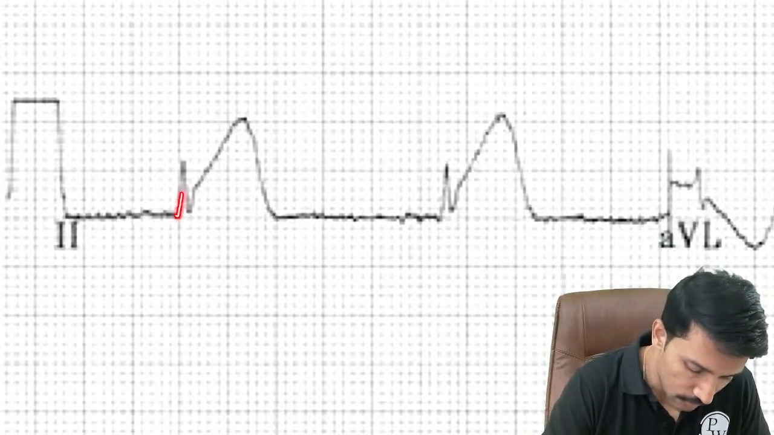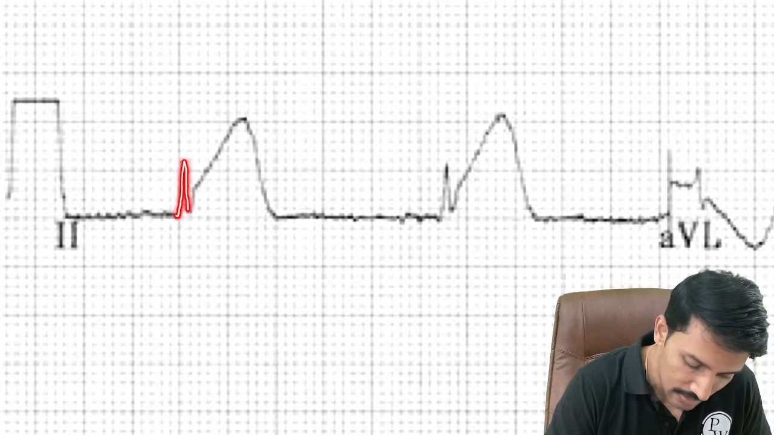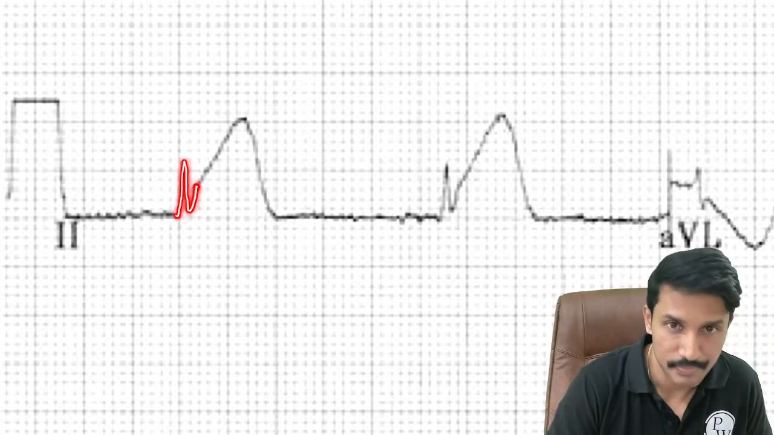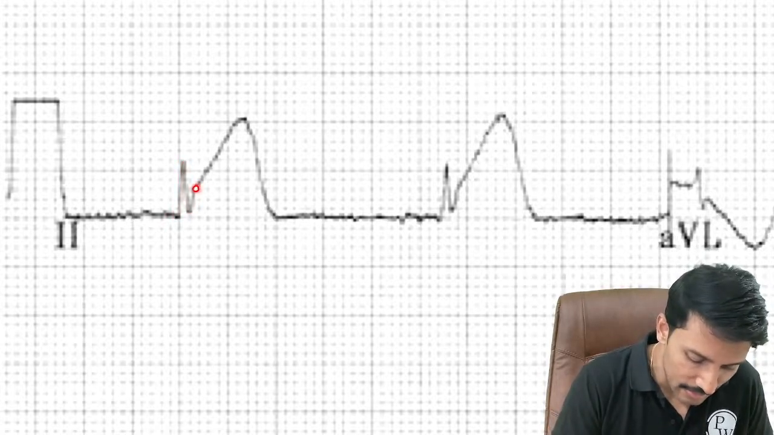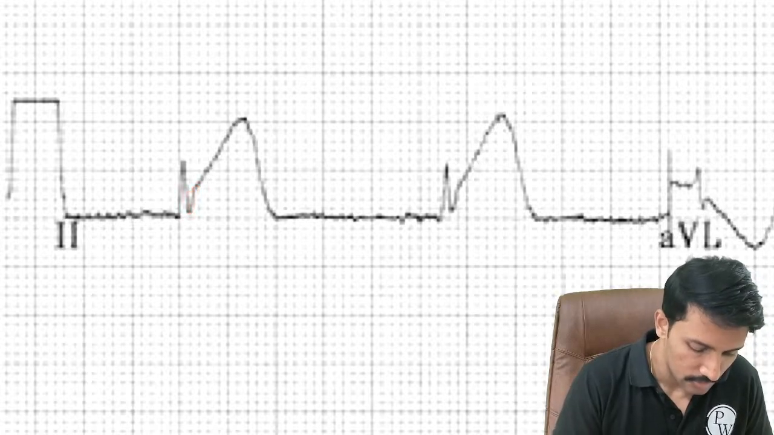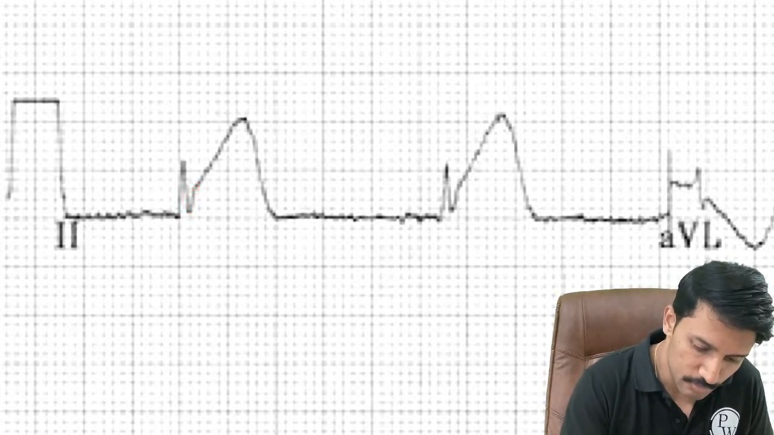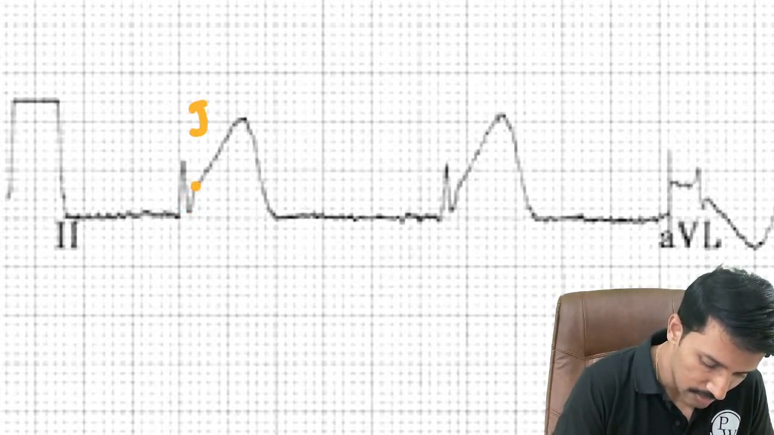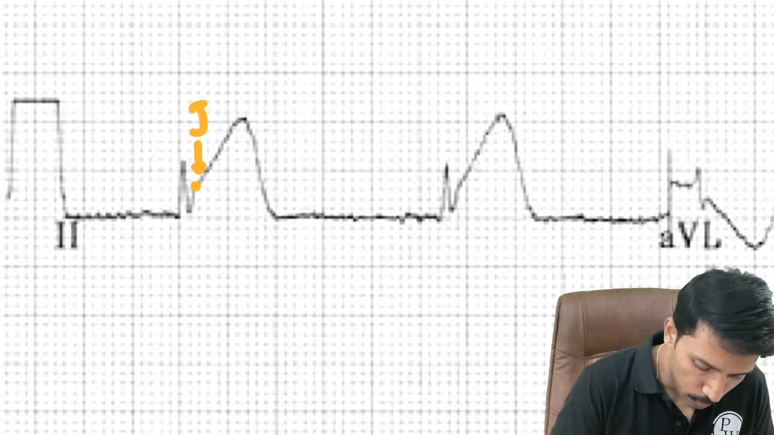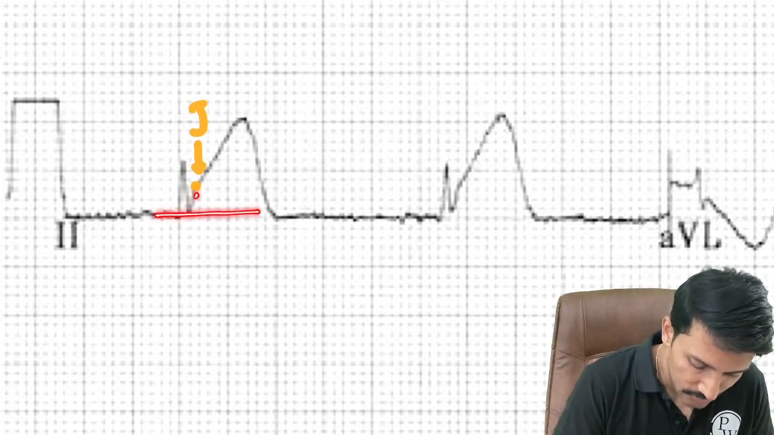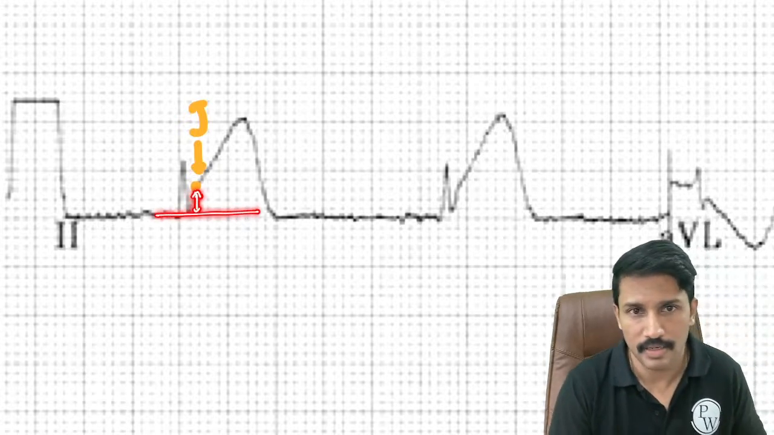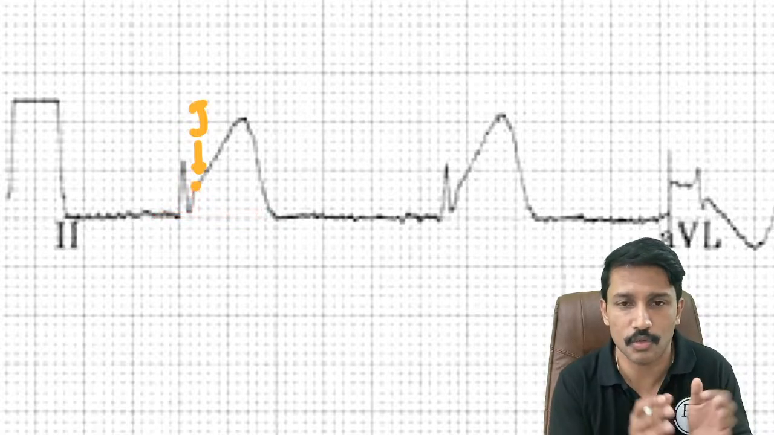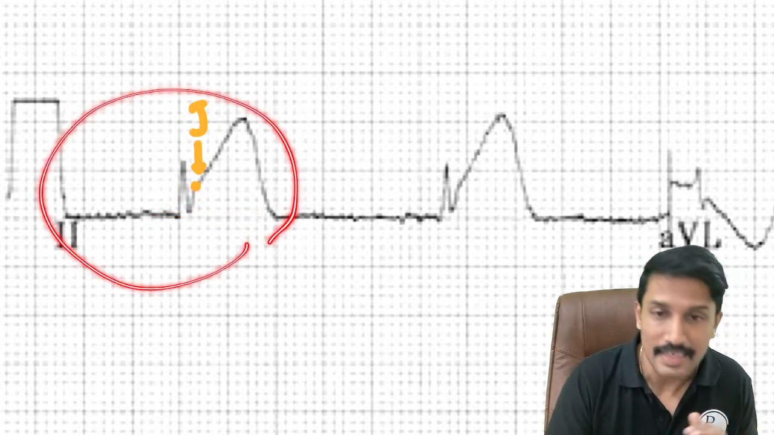So here I can see a wave go up. I will call it R. It comes down, goes up again, right? So here is the end of the S wave. So this point is my J point. That is my J point. Now this J point in comparison to baseline, where is it? Definitely way above. So that means this patient has ST elevation in lead 2.